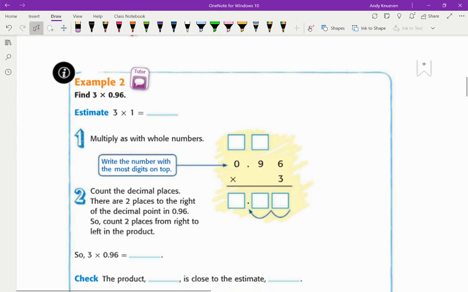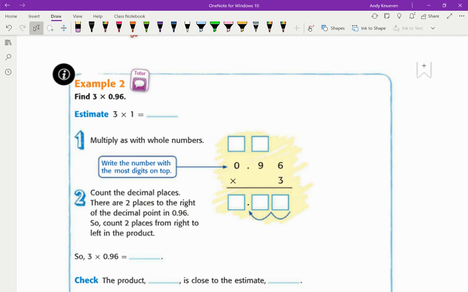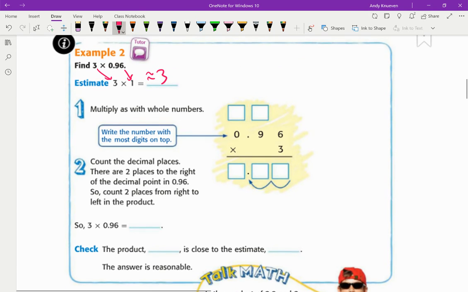All right, let's do another one. So here, 3 times 0.96. So I'm going to make an estimate, a reasonable check later on. So 3 is 3, 0.96 is close to 1, so my answer should be about 3 in the end. So let's check our work. Well, let's do the real work.